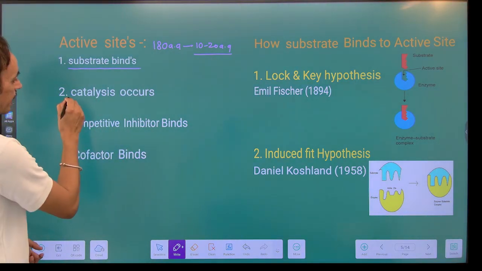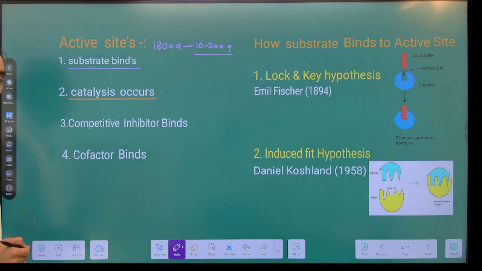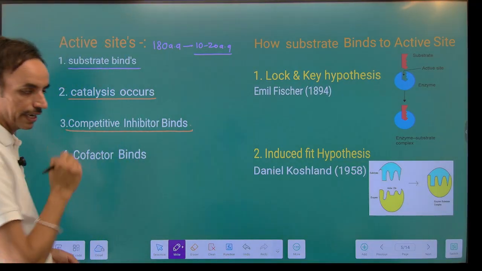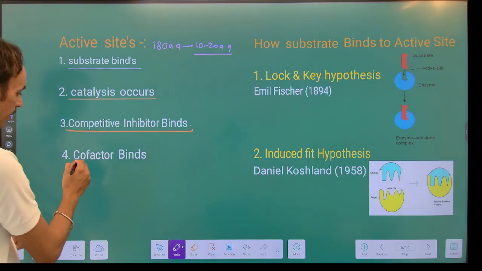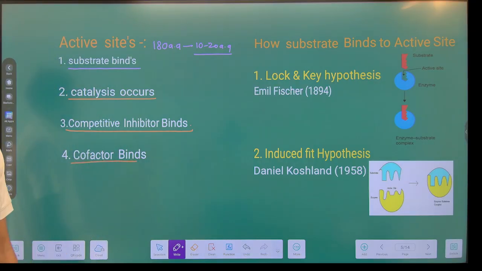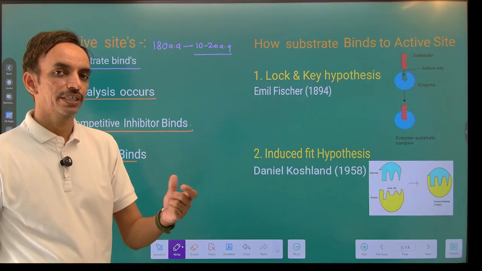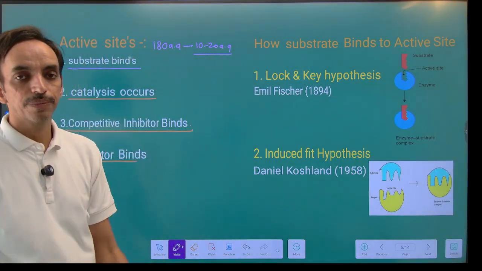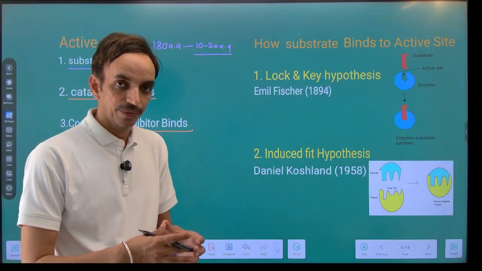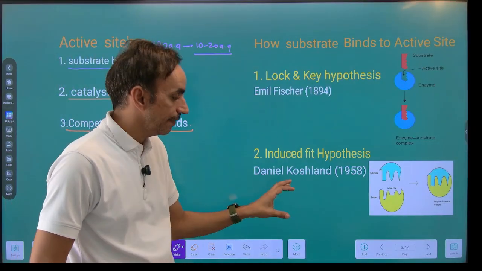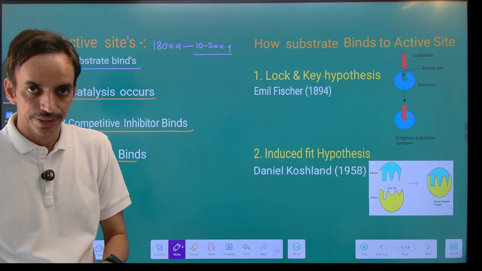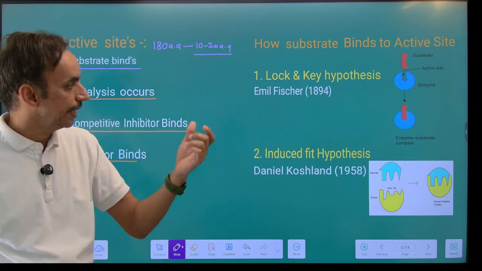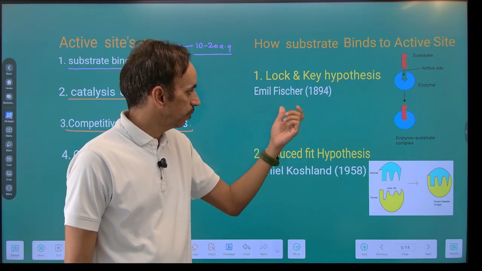The active site is the site where the substrate binds. It is the site where catalysis occurs, where the competitive inhibitor binds, which we will discuss ahead, and where the cofactor binds, which is a non-proteinaceous part of the enzyme essential for catalytic activity. Now, how the substrate binds to the active site, for this we have two hypotheses. First is the lock and key hypothesis, given by Emil Fischer in 1894.